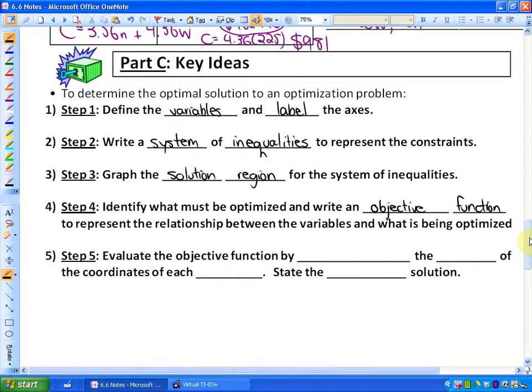Step 5, finally, is evaluate the objective function by substituting the values of the coordinates of each corner into the objective function. And then we just state our maximum or minimum solution, also called our optimal solution. And that is a simplified version of how to do these problems.